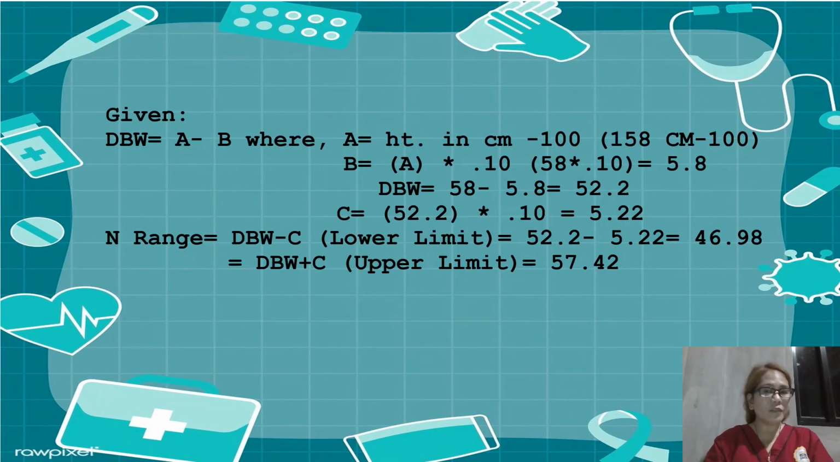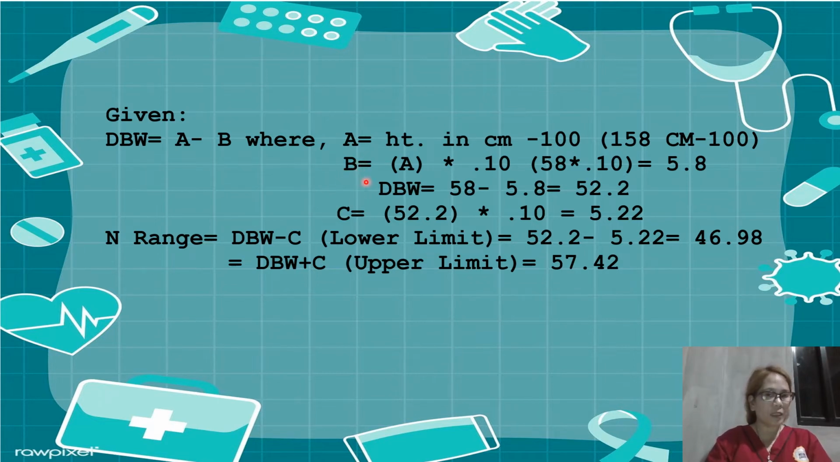In the absence of the table for height versus weight, you can use the following formula. The desirable body weight is equal to A minus B, where A is equal to the height in centimeters minus 100, which is constant. For example, your height is 158 centimeters. So minus 100, that will give you 58 centimeters. So that will be your A.